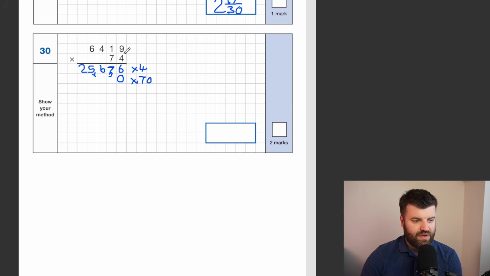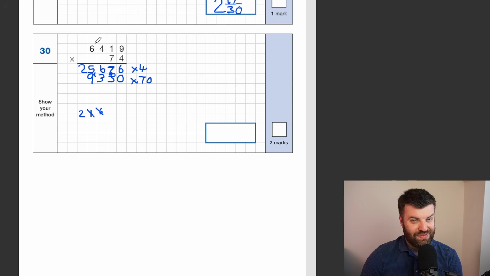Put my placeholder in so I can do my 7s. 7 9s is 63, with the 6 exchanged over. Keep that in my head. I'm actually going to put it down here so I don't forget it. 7 times 9 is 63. Cool. 7 times 1 is 7. Add the 3 is 13. Going to whack it down here so I don't forget it, doesn't get in the way. 7 times 4 is 28, plus the 1 is 29. Going to put my 2 down here so I don't forget it.